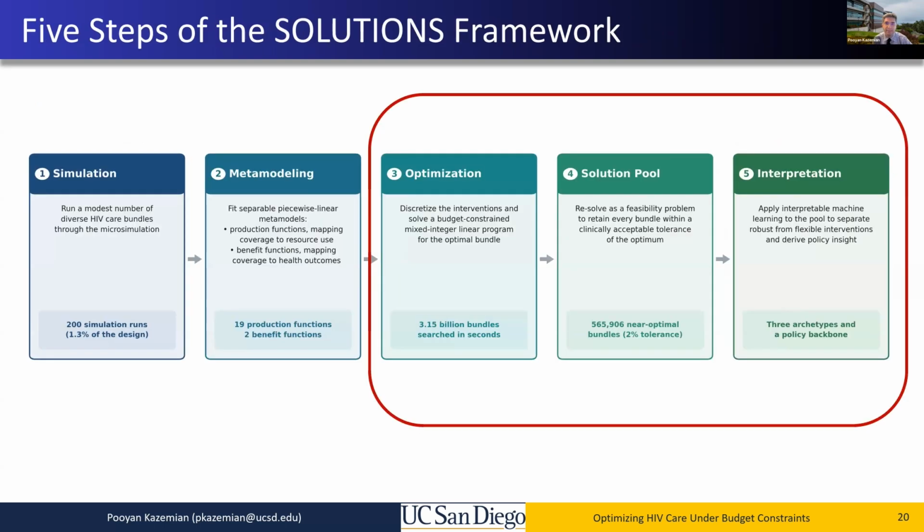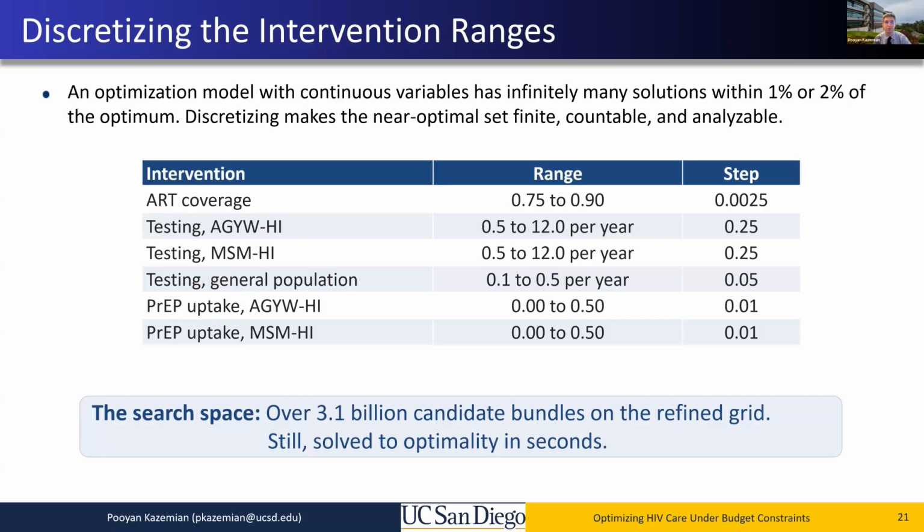So the next three steps of the algorithm involve optimization modeling, then identifying the solution pool, and then interpreting the solution pool using machine learning algorithms. In the interest of time, I'm not going to go into the details of these methods. I just mention a couple of things about how we discretize our decision variables, and then I go straight to the results and start presenting the results that we found.